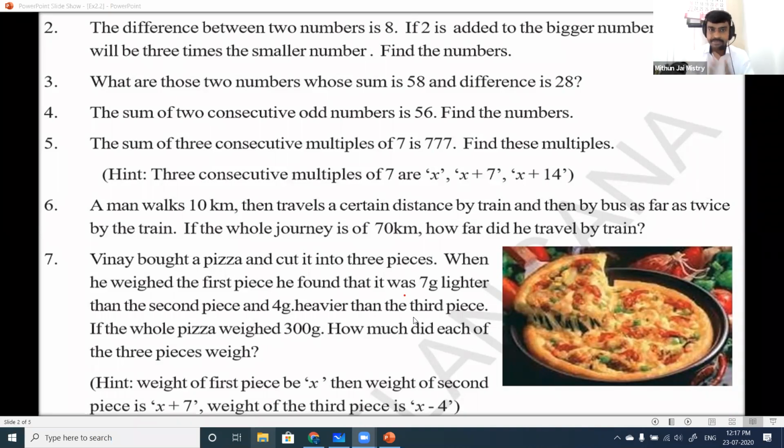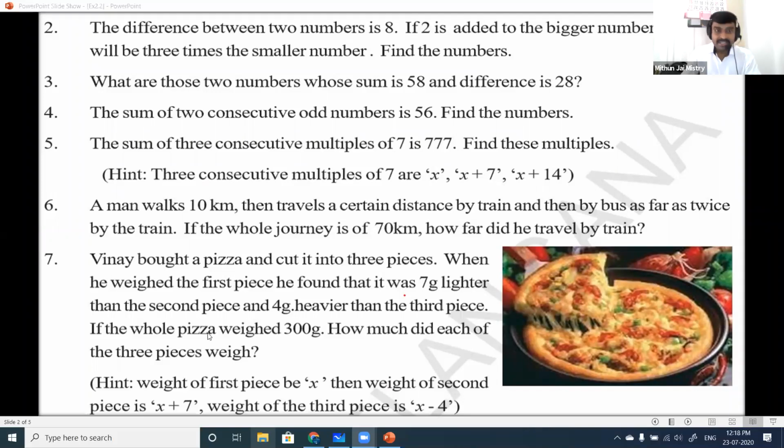Vinay bought a pizza. He cut it into 3 pieces. By mistake, all the 3 were not weighing the same. There are 3 pieces: first piece, second piece, third piece. The first piece is 7 grams less than the second piece. And the same first piece is 4 grams heavier than the third piece. Did you understand?